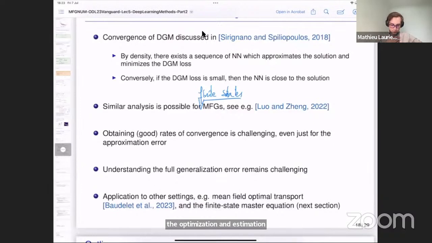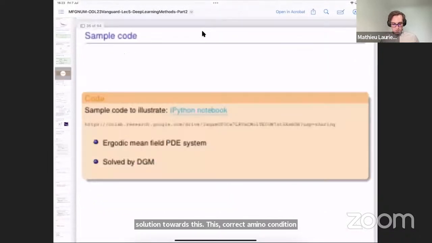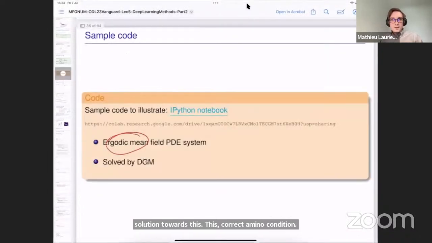And last comment, you can apply this DGM to other settings. For example, in this paper, Amal worked on the mean-field optimal transport problem using this DGM approach. The idea is that instead of having a terminal cost, you have a terminal density, but you can impose a penalty, which will drive the solution towards the correct terminal condition. And also the finite state master equation, as I will discuss next.